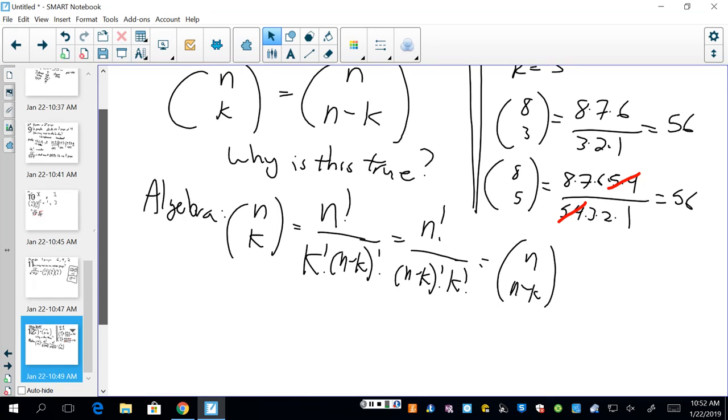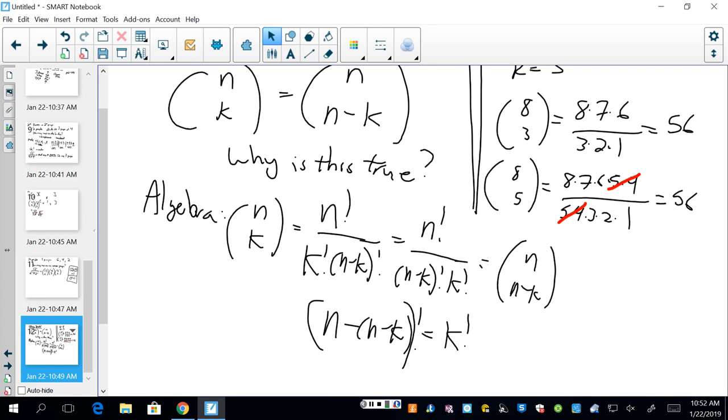This thing, you have n, and you have n minus k factorial, and then you take n minus n minus k, and that's just k. So this thing, factorial, is really just k factorial. So the two things algebraically are the same. But what type of story or scenario can you describe that would make you say, oh yeah, that's true, right?